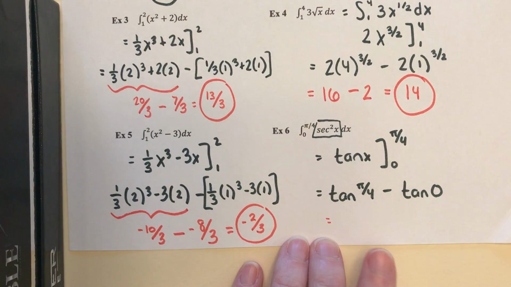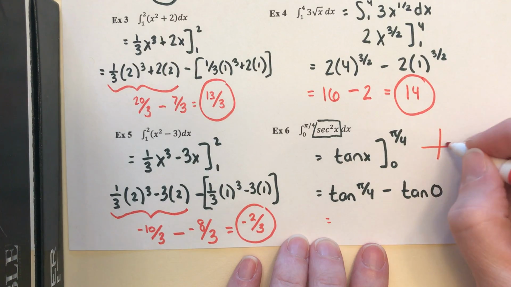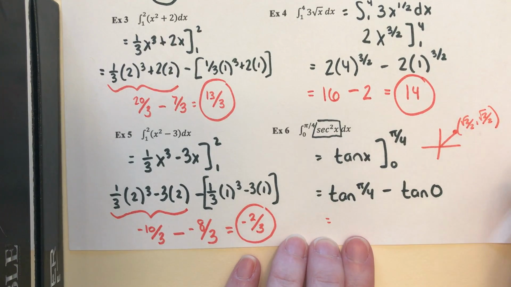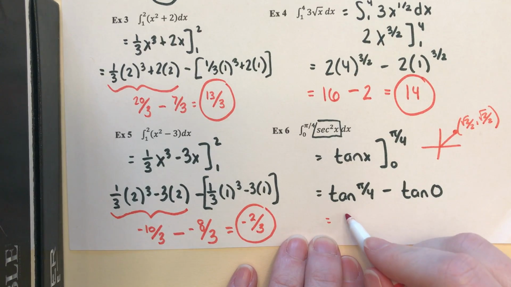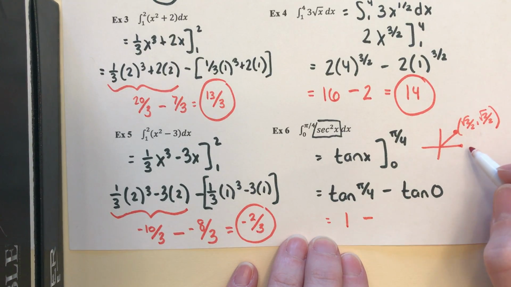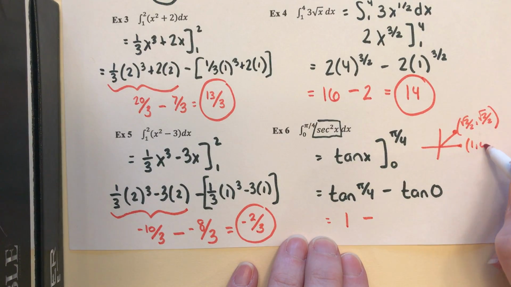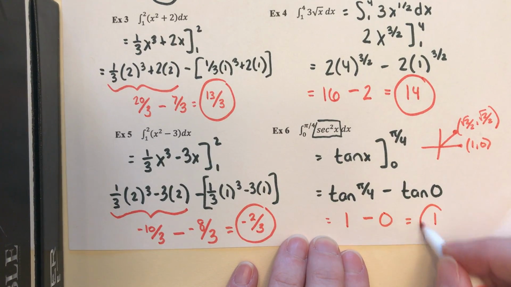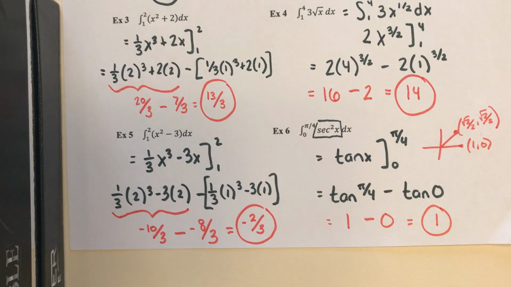But the tangent of pi over 4. So pi over 4 is right here. And sine and cosine are both root 2 over 2, root 2 over 2. So tangent would be sine over cosine, so it would be 1. Minus the tangent of 0. 0, the coordinates are 1, 0, so sine over cosine would be 0. Overall, that gives us 1.